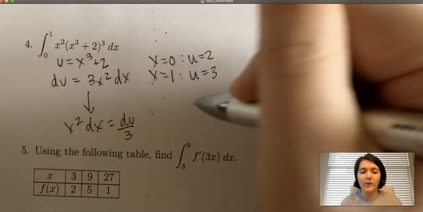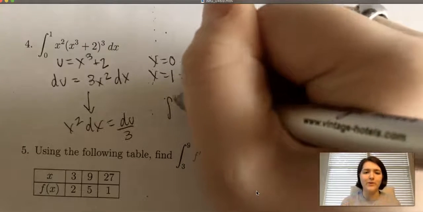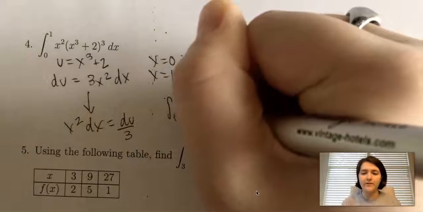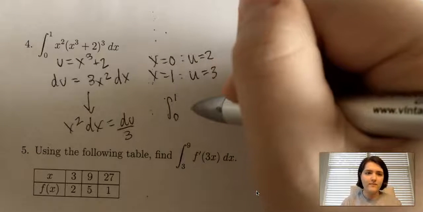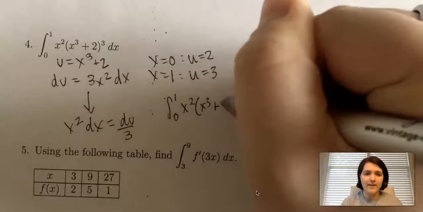And that will be what you're using when you're changing your integral into the u form, using u as the variable instead of x. So right here, I'm just rewriting the original integral.